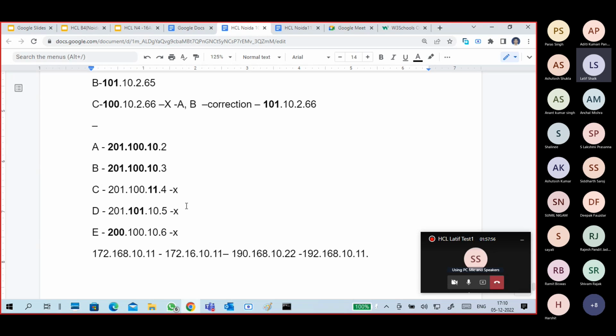Same goes here. This is class C. A and B are able to communicate with each other because the first, second and third portions, three portions, are the same. But for C PC, the third portion is different from A and B. For D PC, the second portion is different from A and B. For E PC, the first portion is different from A and B. So A and B can communicate with each other. C, D, E cannot communicate with A and B, not even with each other, because of the network configurations.